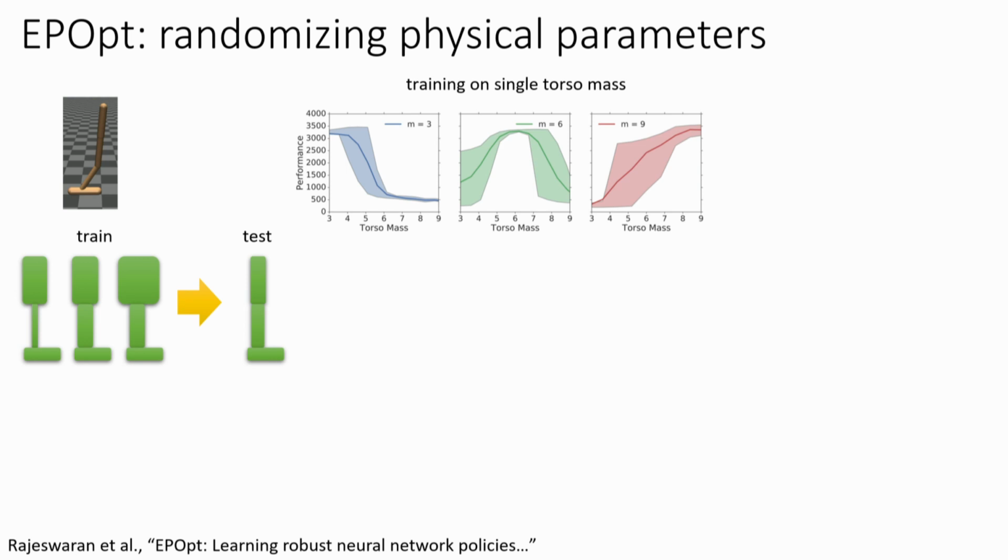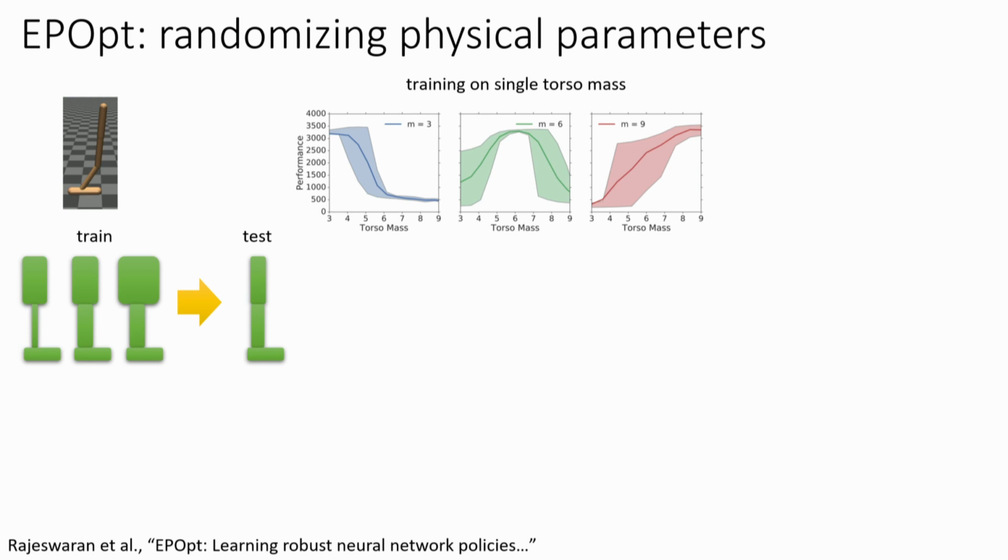And unsurprisingly, when you test it on the same mass that it was trained on, it does very well. And as the mass becomes more and more different, it does much worse. So if you train on a mass of 6 and you test with a mass of 9, it'll do quite poorly. That's not at all surprising.